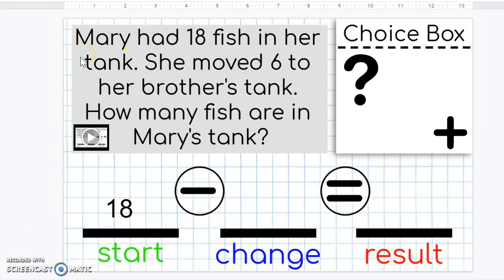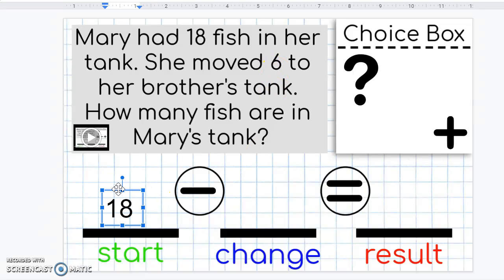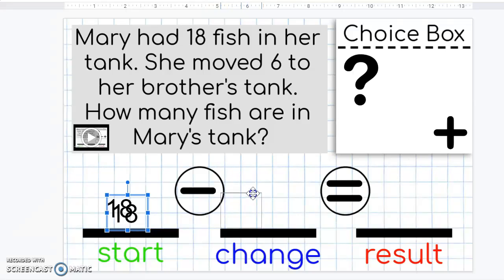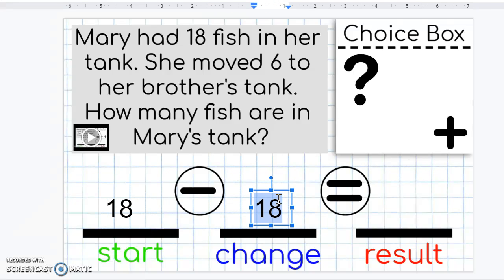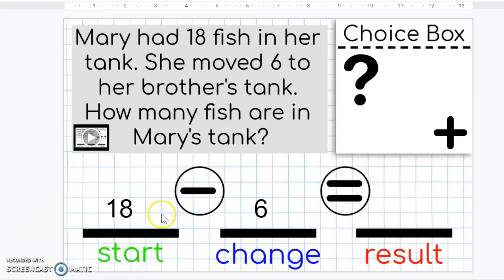Then I'm going to read the story again, starting from where I left off, and I'm going to see, is the next number I know my change to those starting fish, or is it my result, what I'm ending with? She moved 6 to her brother's tank. How many fish are in Mary's tank? So I know she moved 6, so that's changing my start number. So I'm going to go ahead and move 6 to my change number. Now I know it's 18 minus 6.